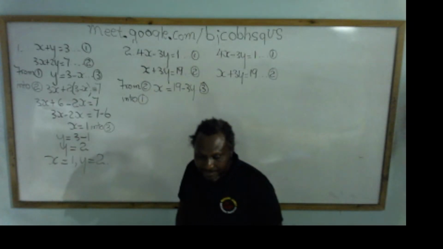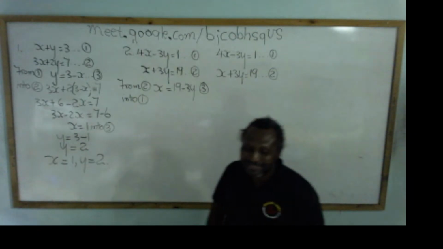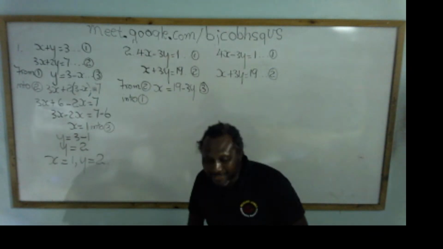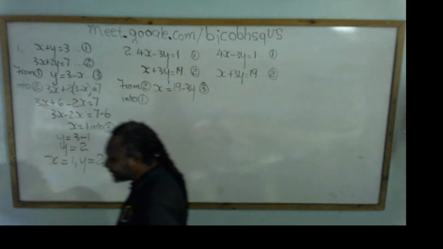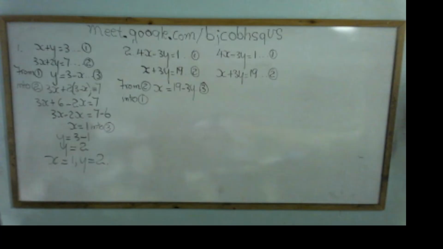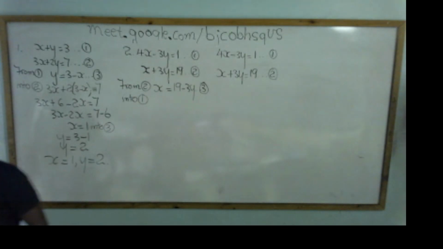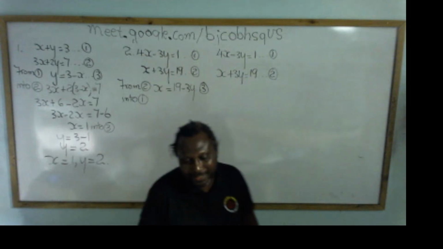If we do that, we're going to get 0 is equal to 0. Right? If we do that, we'll get 0 is equal to 0. Which of course is correct, but that will not assist us in solving the equation.